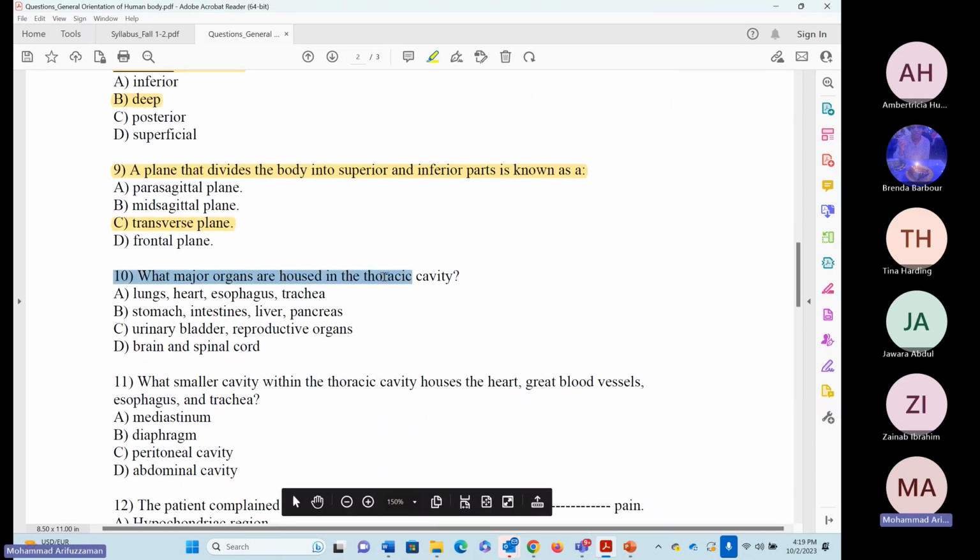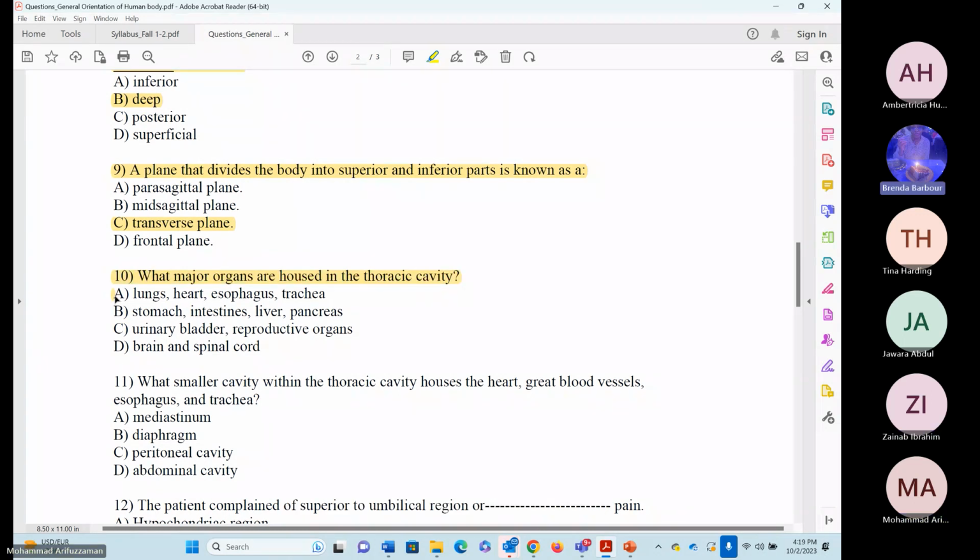What major organs are housed in the thoracic cavity? The lungs, heart, esophagus, and the trachea.